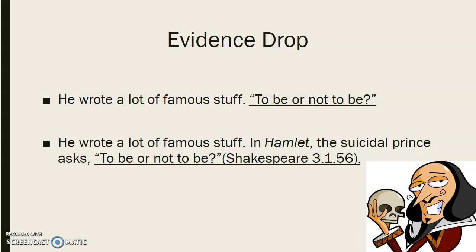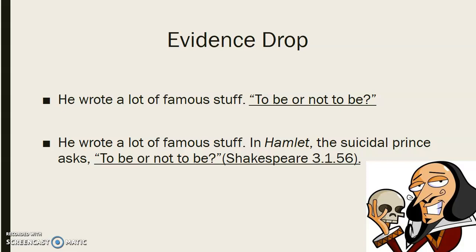But the second example has the exact same claim in the first sentence, but look at the second sentence. In Hamlet, so now we've identified which play, the suicidal prince asks, so we know which character. And then we get the quote, to be or not to be. That's the actual quote, followed in parentheses by the author's name, and the Act 3, Scene 1, line 56, so we know exactly in the play where that came from. So you can see there's more information there.